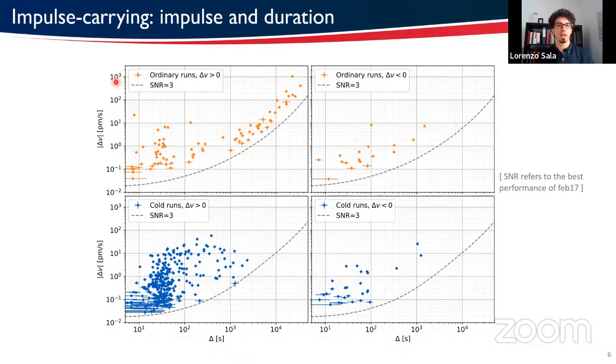So on a large scale, spanning many orders of magnitude. And you can also see that during the cold runs, the distribution was somehow different. For example, we didn't detect many of the long-lasting glitches. And what you can also see is that during the cold runs, which I recall was 12 days, we detected many more glitches than during the 138 days of the ordinary runs.